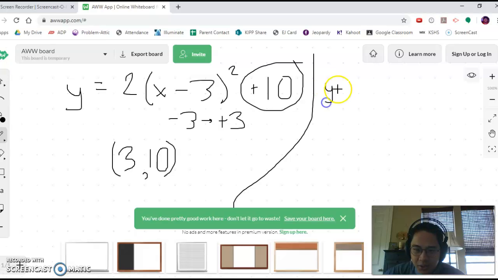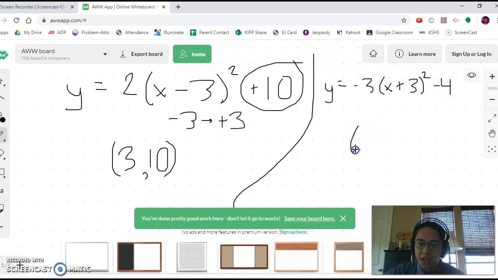Try to write this, we'll fit it in. We have y equals negative 3 times (x plus 3) squared minus 4. And we're trying to find our vertex. Now, we're going to add a little bit here. We have a negative 3 out in front.